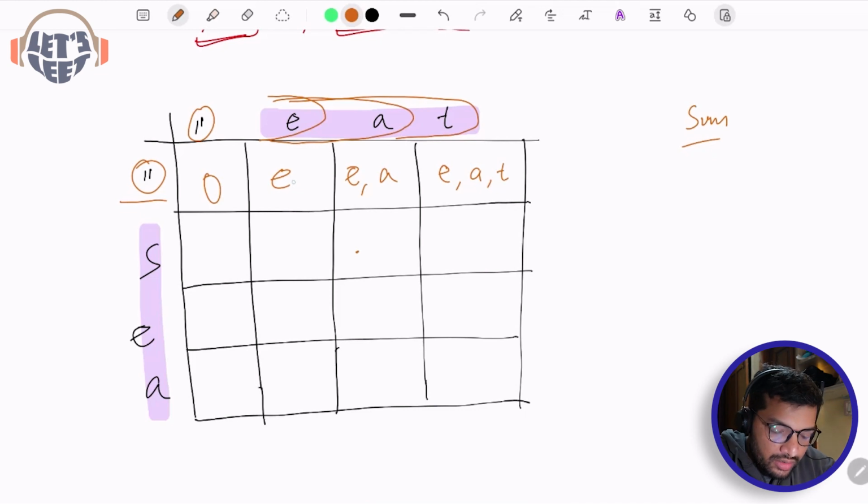So E here, in the first cell it's 0. In the next cell it's 0 plus E. In the next cell it's E plus 0 plus A. In the next cell it's E plus A plus T.